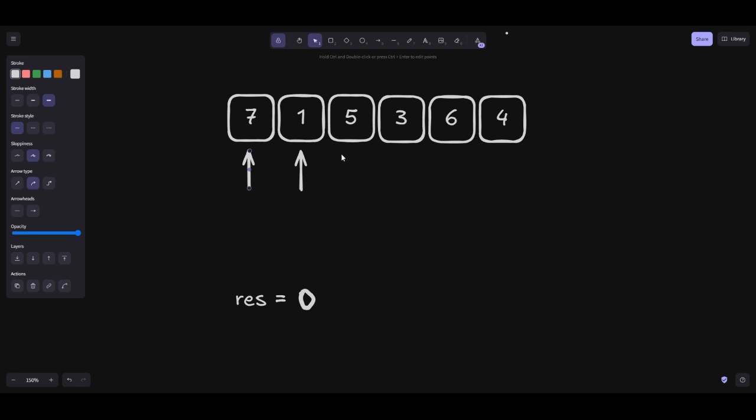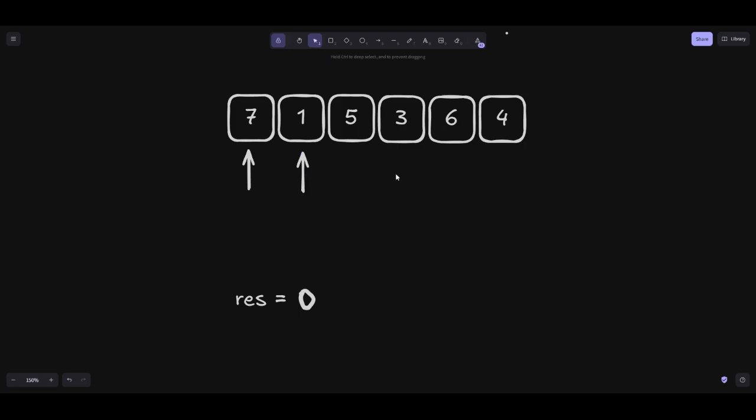And one last thing, if the sell pointer ever reaches a point where the value at the sell pointer is less than the value at the buy pointer, the buy pointer is going to become the sell pointer. So this can be better understood with this example. So let's get into it.